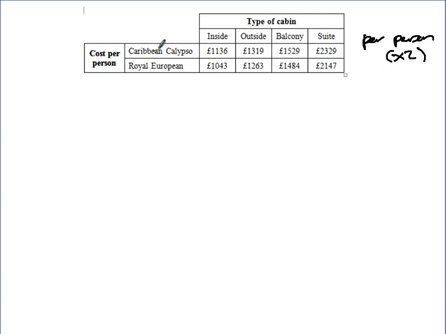Caribbean Calypso has a 10% discount if you book online, and European has a 5% discount if you book online. They're going to book online. Deborah and Mark want to pay the lowest possible cost; show which company they should choose. So the bit I've skim read and missed out is inside, outside, balcony and suite. What are they going to go for? Well, it says Deborah and Mark are going to book a suite for their cruise. So this is the one we're looking at.